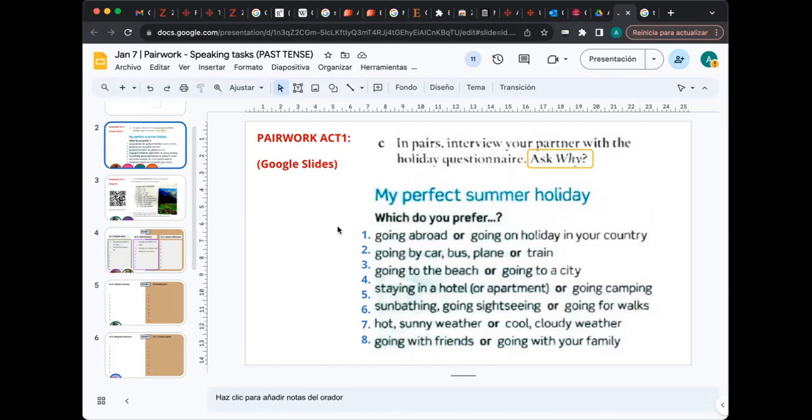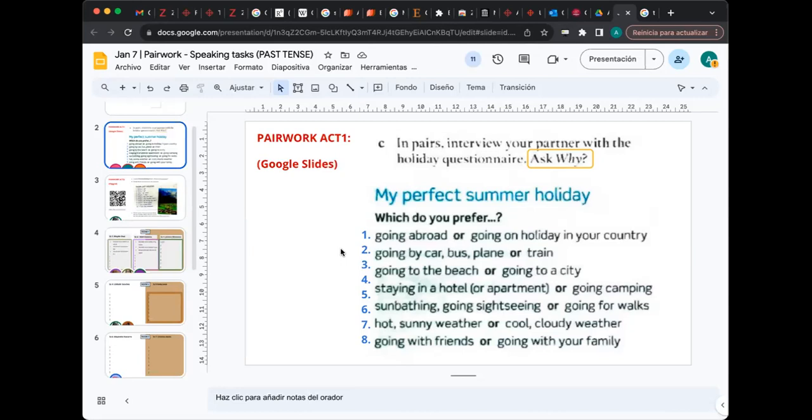Ya, ahora sí, perdón. Muy bien. Ya ahora sí.